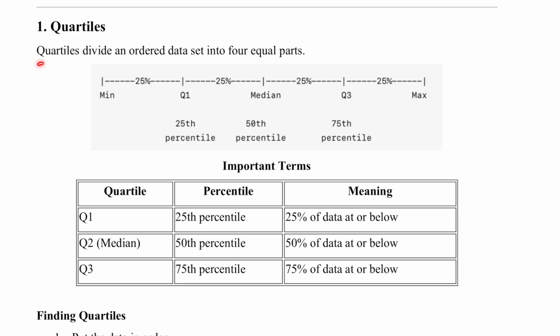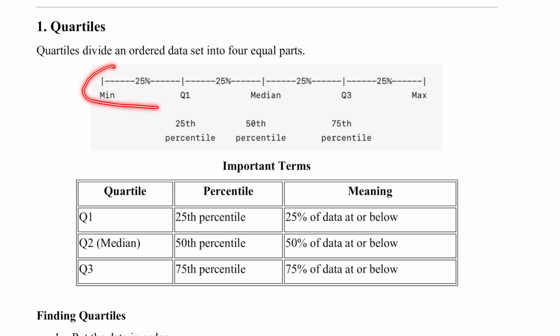Quartiles divide an ordered data set into 4 equal parts. The word quartile comes from the word quarter, meaning 4 equal sections. Once the data are arranged from smallest to largest, quartiles help us understand how data are distributed.